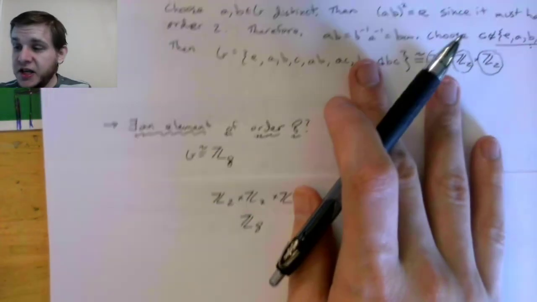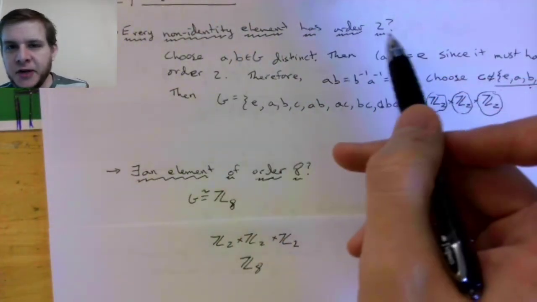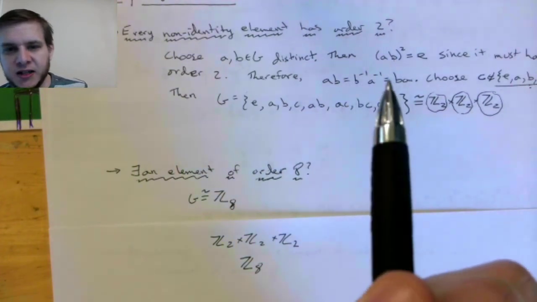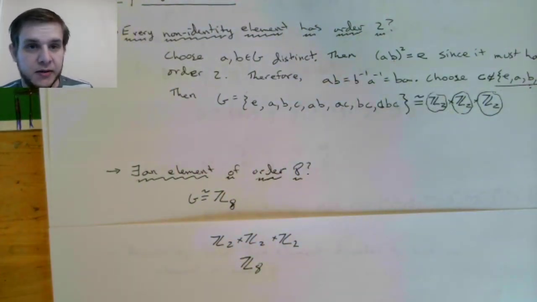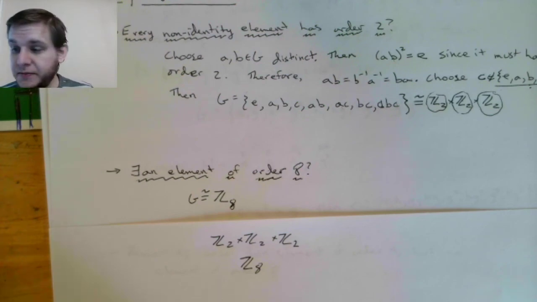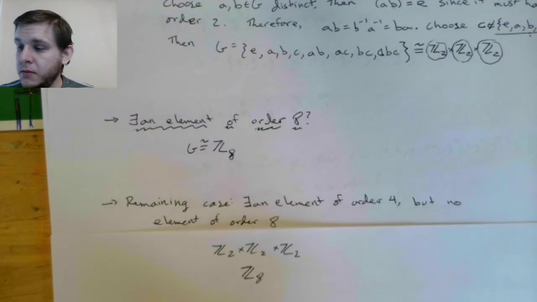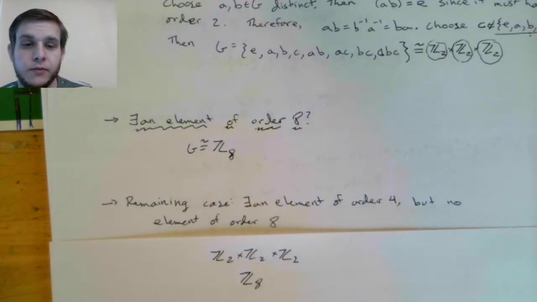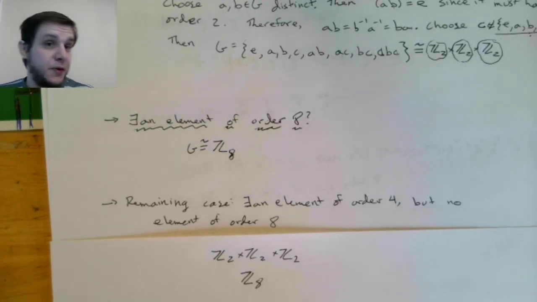So what's the interesting case? The interesting case is when not every element has order 2, and there does not exist an order 8 element, which means that there exists an order 4 element, but not an order 8 element. And this will be the difficult case, and this is where the quaternion group and the dihedral group will both appear. And in fact, there will be one more group as well.